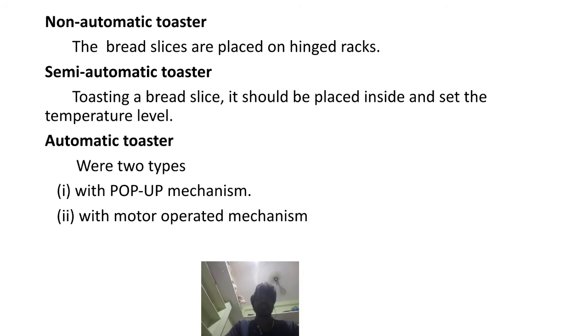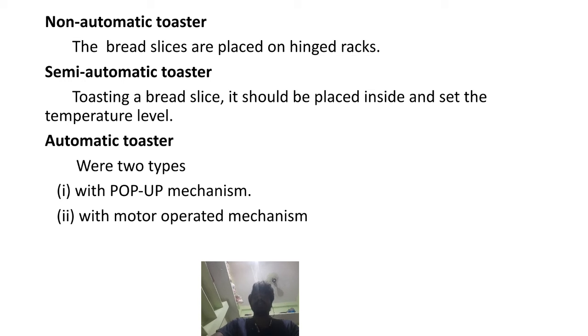In the semi-automatic toaster, for toasting, the bread slices should be placed inside and the temperature level set. Bread slice means a piece of bread.